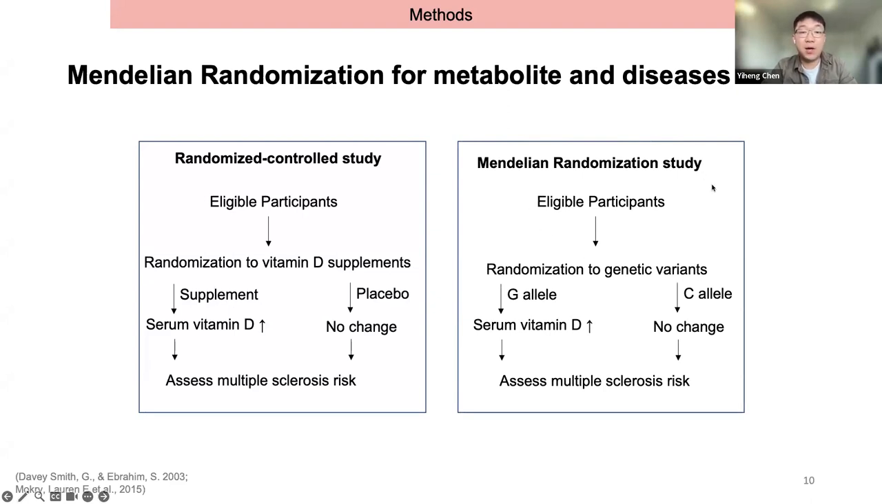Similarly, in the MR study, we have the population. We assume that the alleles of the genetic variant were randomly assigned. So that led to two groups. One group, for example, has the G allele, which we know is associated with a higher level of vitamin D, and another group of individuals with the C allele, where their vitamin D level is lower, or similar to no change. Then by checking the incidence of the disease within those two groups that have different alleles of this genetic variant, more specifically, checking whether the G allele is also associated with the risk for multiple sclerosis, we can infer the effect of our exposure, vitamin D level, on the outcome, multiple sclerosis risk.